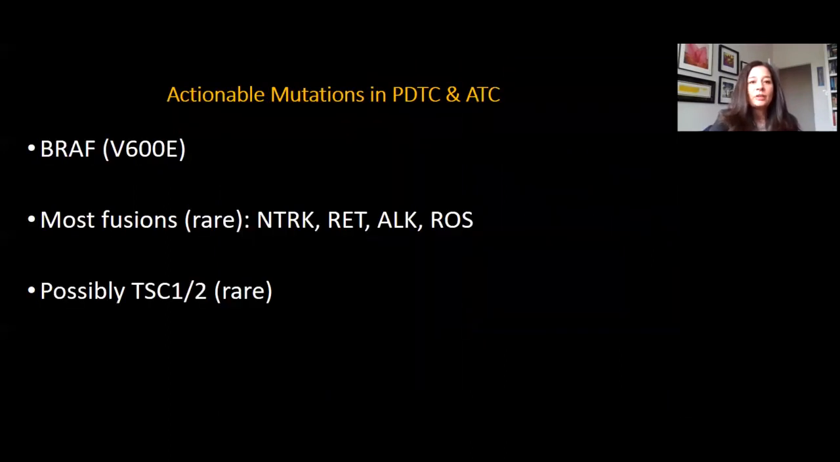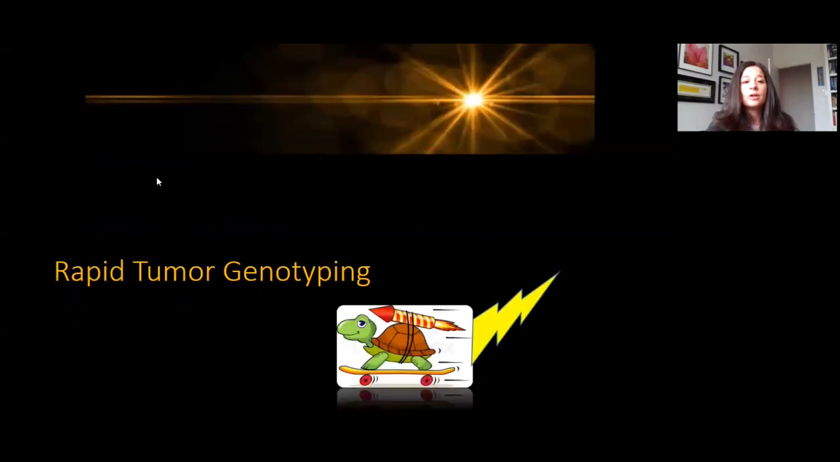Okay, so the actionable mutations that we know about today. These are mutations where we have a drug that matches the mutation, a drug that inhibits this abnormality in the tumor. The most common one is BRAF, specifically BRAF V600E, and we'll talk about that. And then there are some rare fusions, NTRK, RET, ALK, ROS fusions that we can see in anaplastic thyroid cancer that actually have drugs that match it. And then maybe TSC1 and 2, which are exceedingly rare, probably even more rare than NTRK and RET fusions.